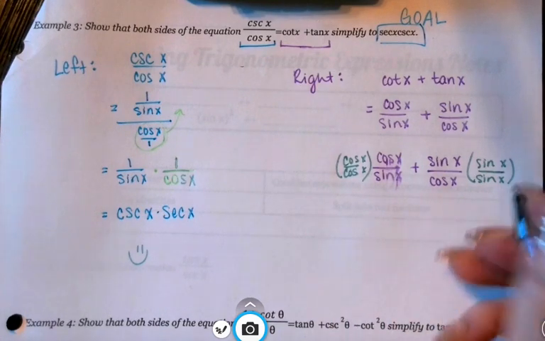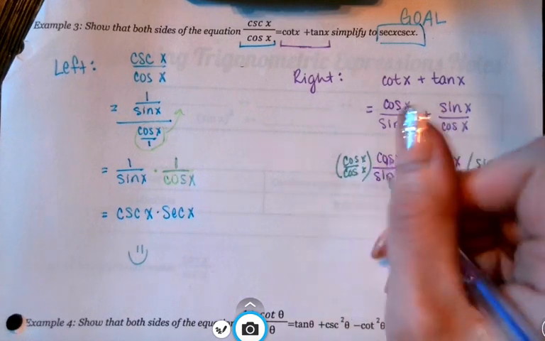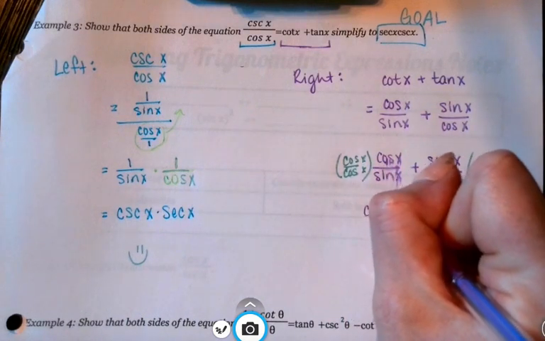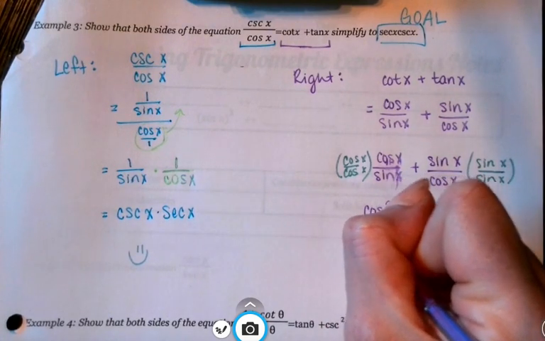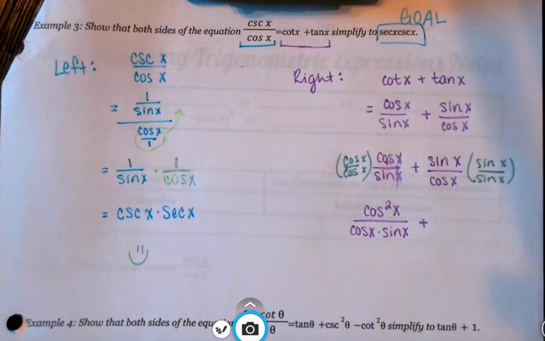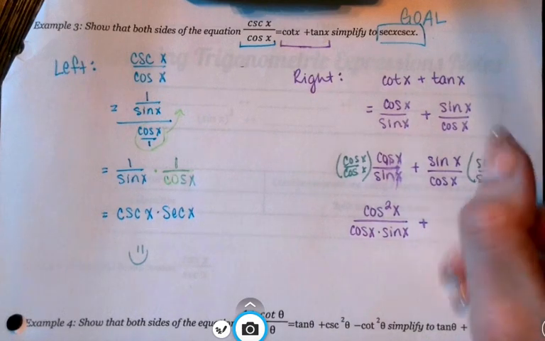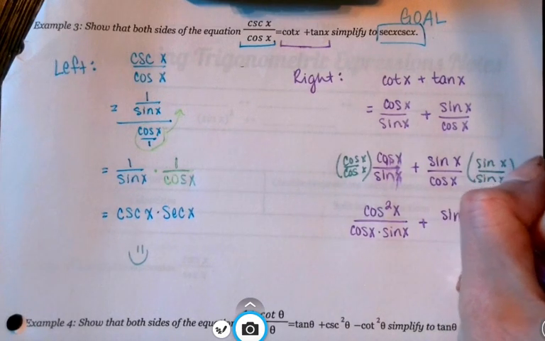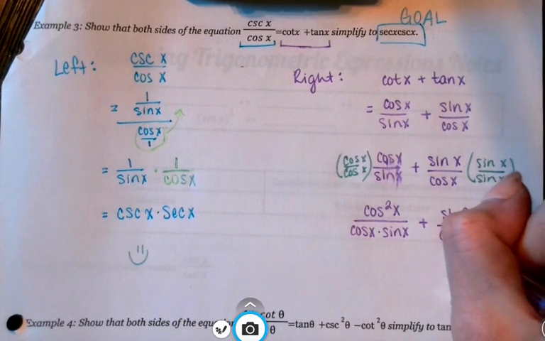So when I simplify this, I'm going to multiply straight across, so cosine times cosine would give me cosine squared. And then my denominator is cosine of x times sine of x. On the second fraction, I have sine times sine, which would give me sine squared. And then cosine times sine, I just kind of squish them together.